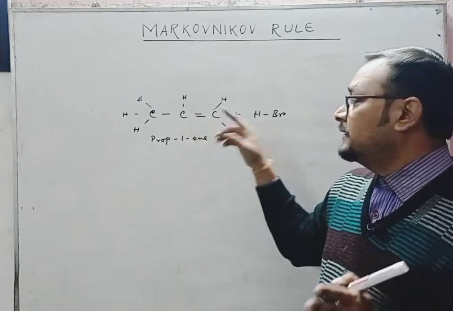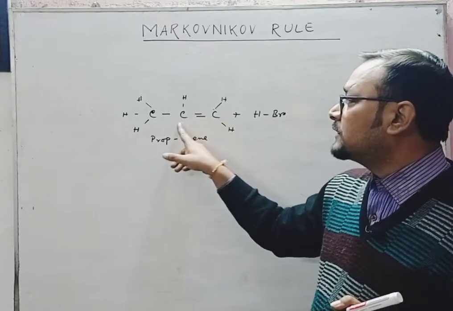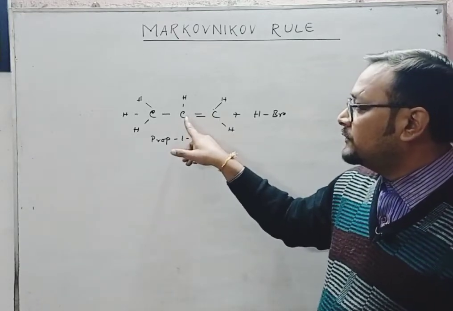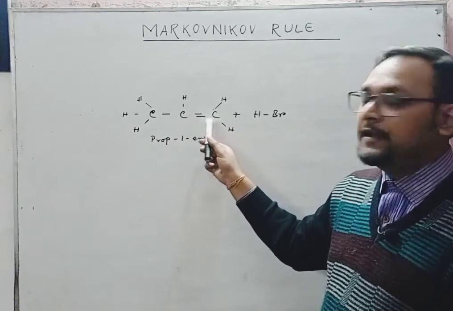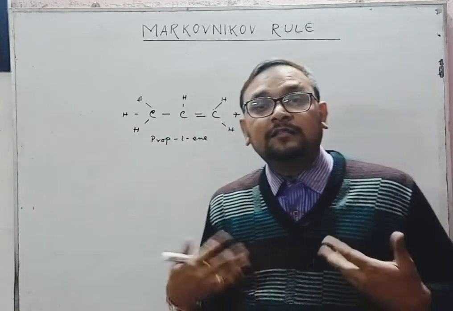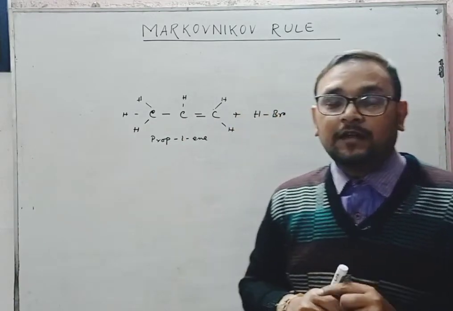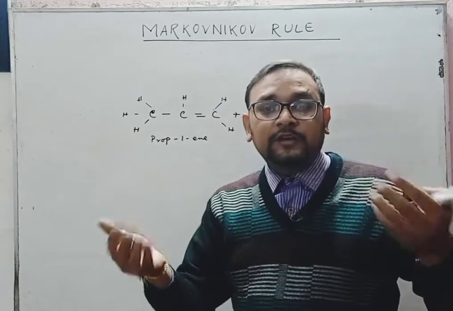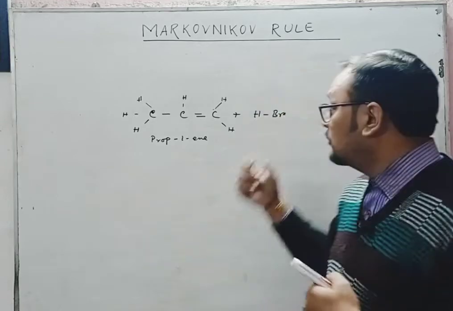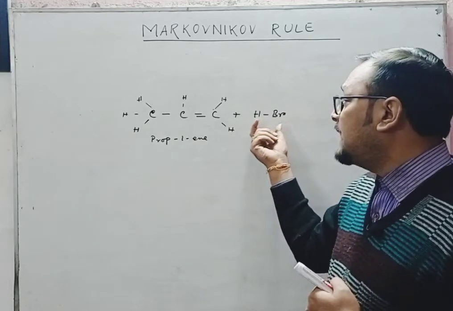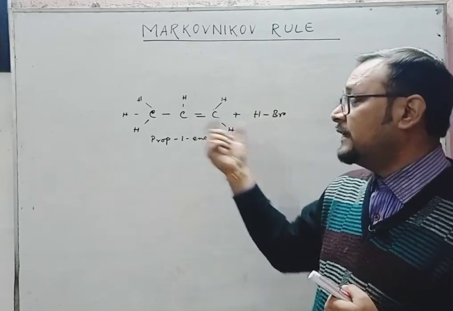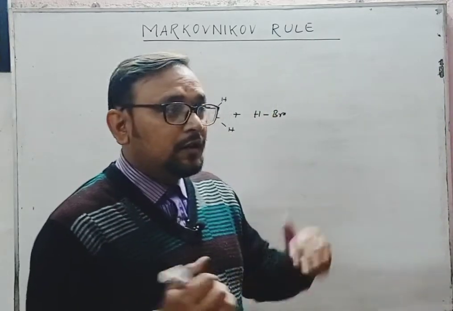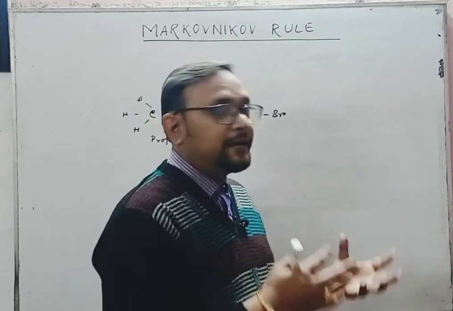Because if we break this double bond, then both of these carbons are unsaturated. Look at the first carbon and the second carbon, both are unsatisfied, both are unsaturated, right? Which means both require electrons. The question is then where shall I add this H and where shall I add the Br? So here Markovnikov's rule shows us how to add.